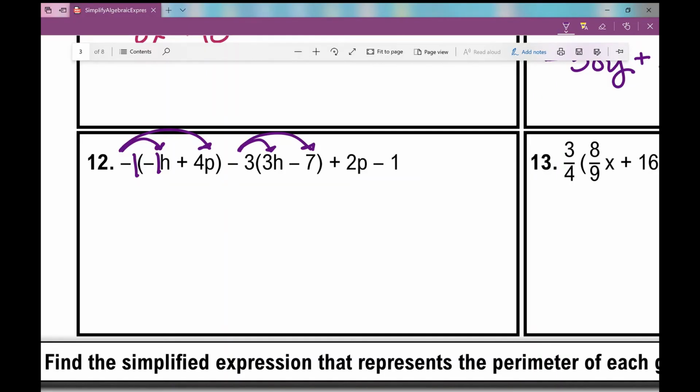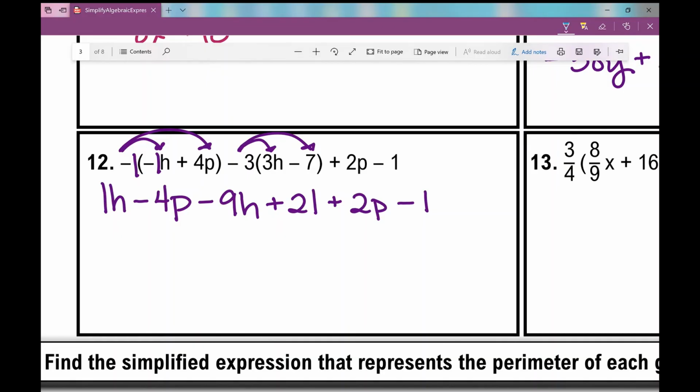So let's do that. Negative 1 times negative 1h is positive 1h. Negative 1 times 4p is negative 4p. So when I multiply that negative 1 into every term, what happened? The sign in front of each term just changed. That's it. So now let's multiply a negative 3 into each term in the second set. Negative 9h. Negative 3 times negative 7 is positive 21. And then don't forget this plus 2p minus 1. So we've got some different terms here.